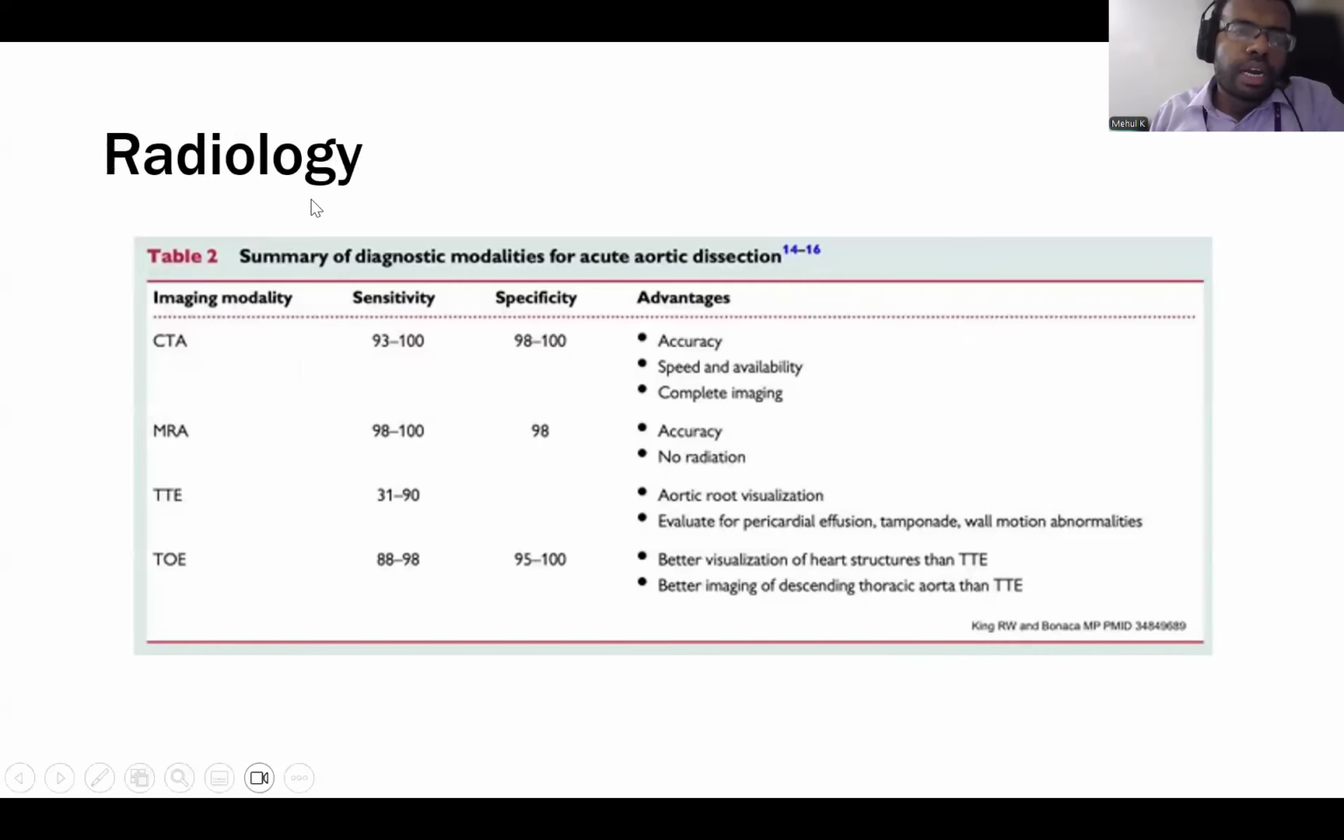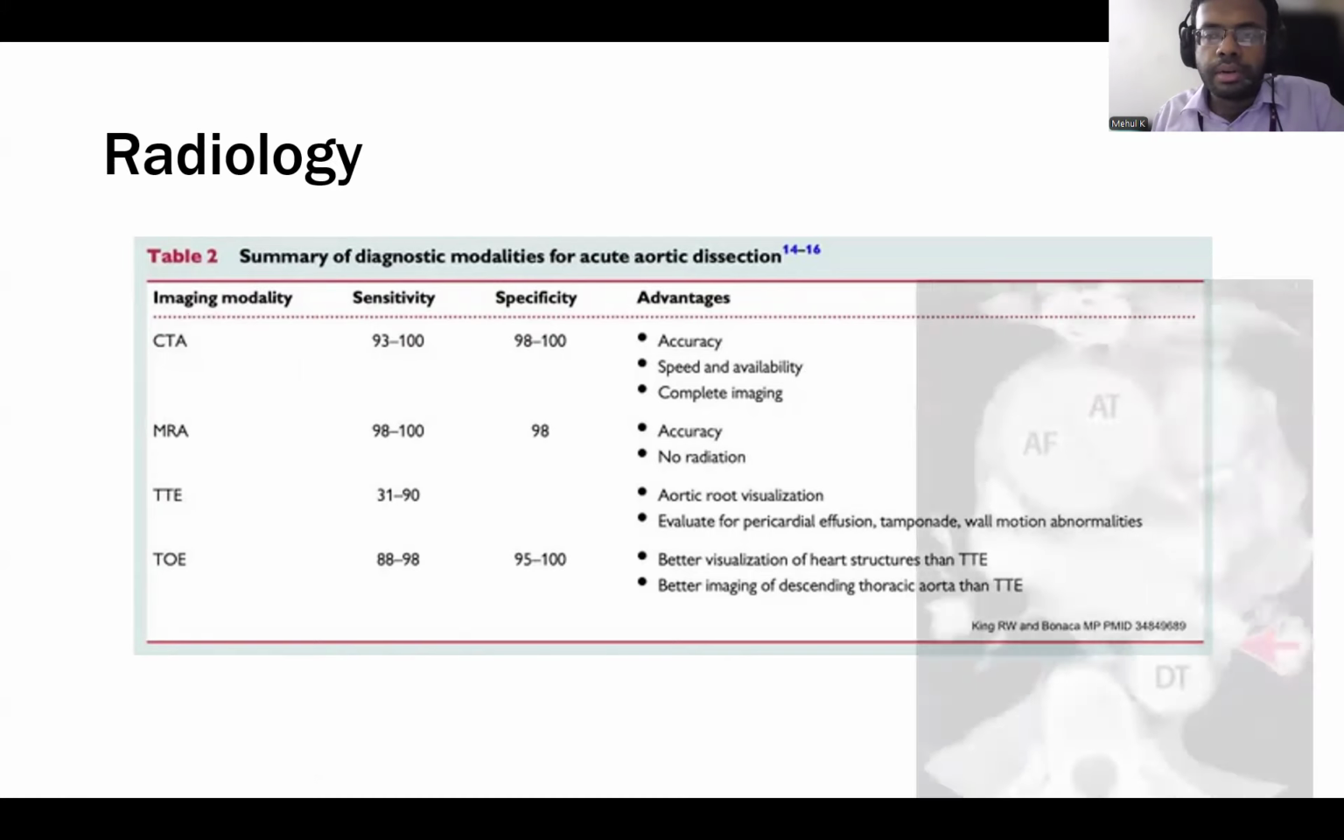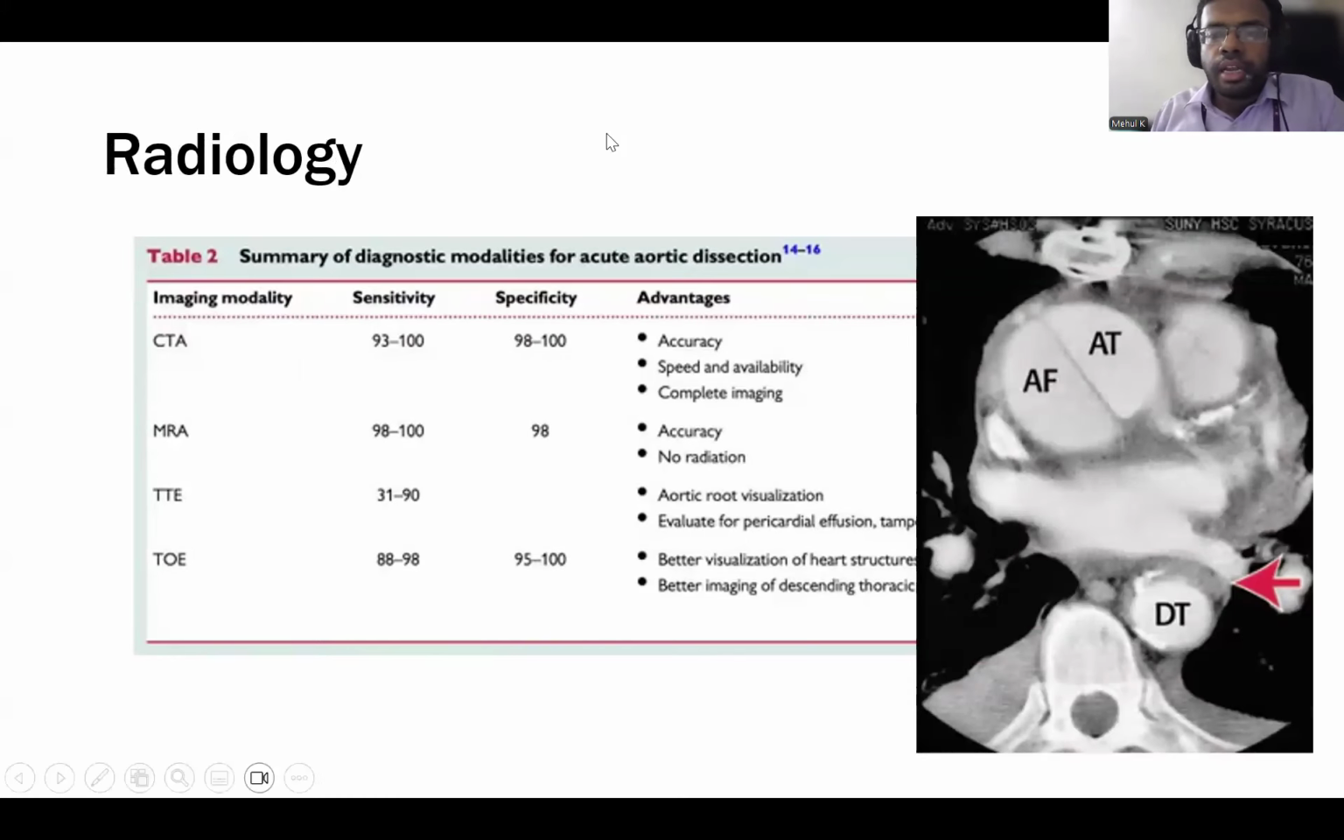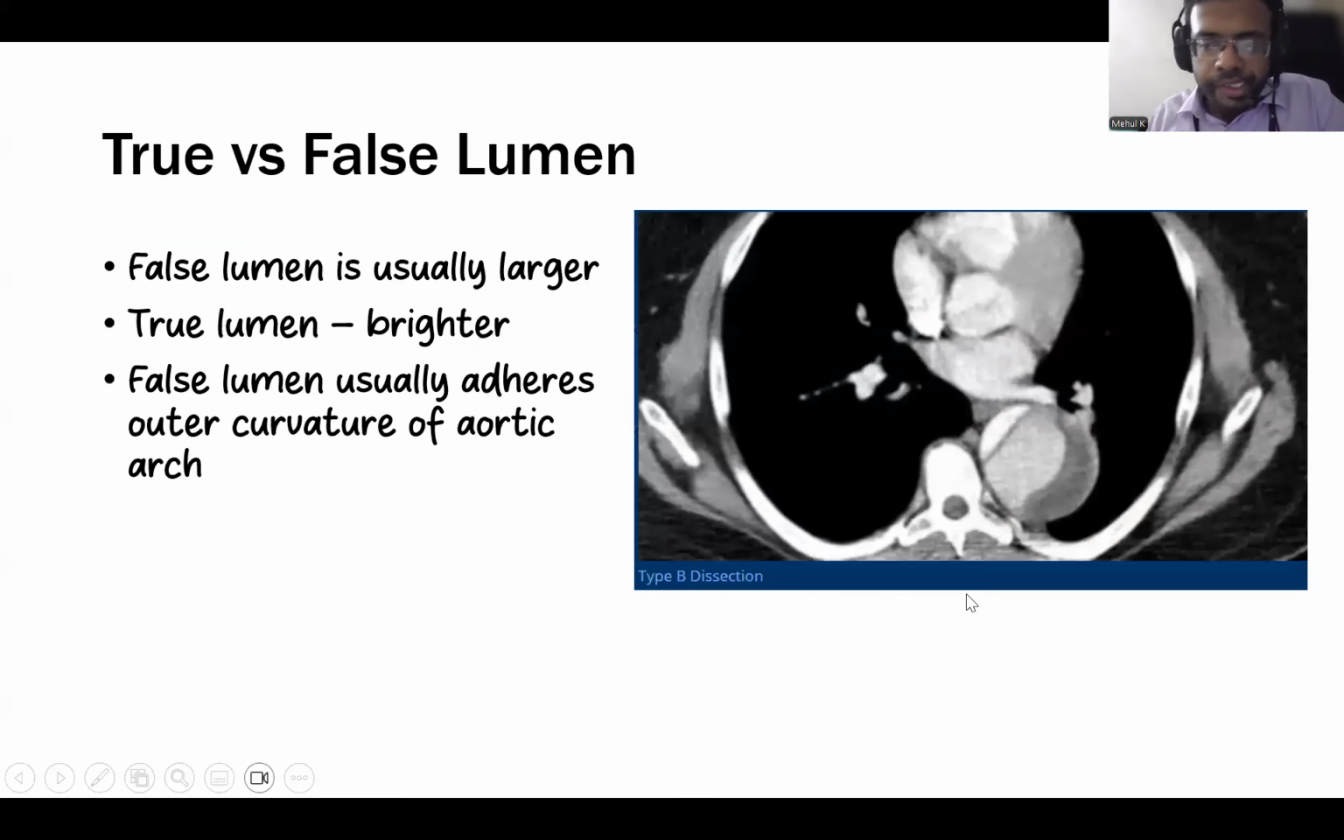Coming to radiology, the main imaging of choice is going to be your CT angio. Okay. The other options are also there, but it's not really going to be feasible in an emergency department most of the time. And you can see the dilatation of your aorta with the dissection flap as well.